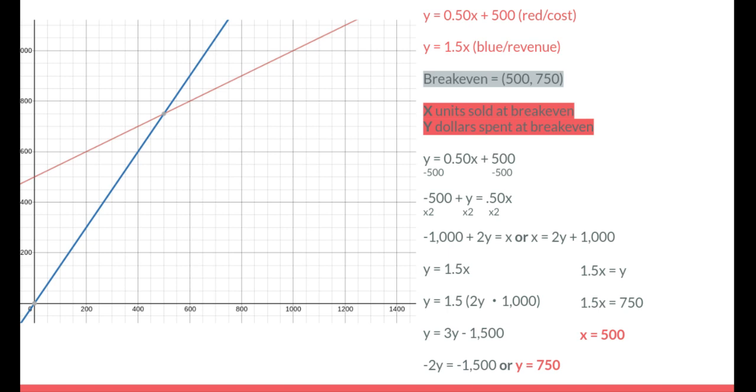So the first equation is y equals 0.5x plus 500, and then you would subtract 500 from both sides, and then you'd end up with negative 500 plus y equals 0.5x, and then you would multiply everything in the equation by 2 to get 0.5 to 1, so it would be like 1x. And then you'd end up with negative 1,000 plus 2y equals x. And then under that to the left, it's y equals 1.5x.